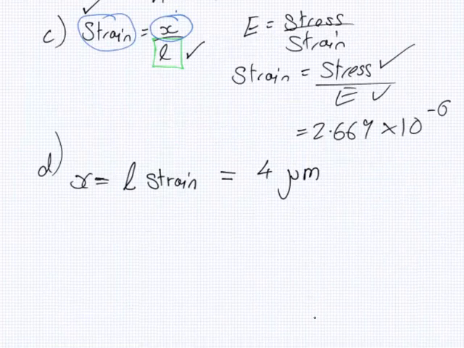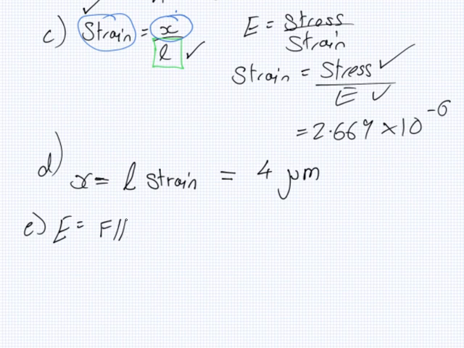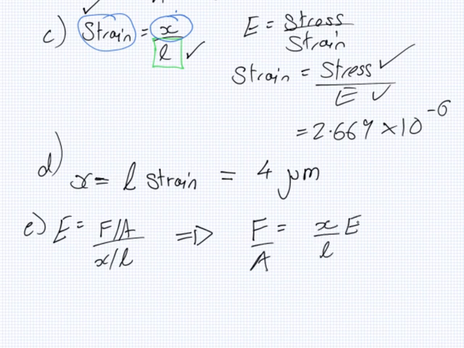And finally, what is the K for this material? The Hooke's law constant. Well, we can work that out, but first we need to find a formula. We know E equals stress over strain. And we can therefore say F over A equals x over L times E. Did I do that right? Something feels wrong.